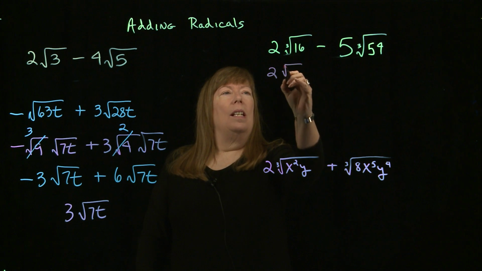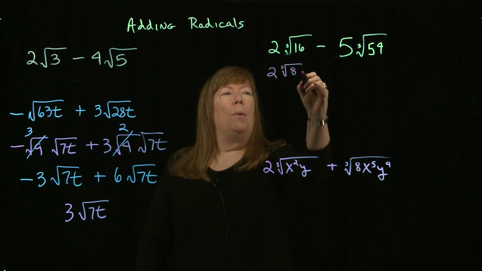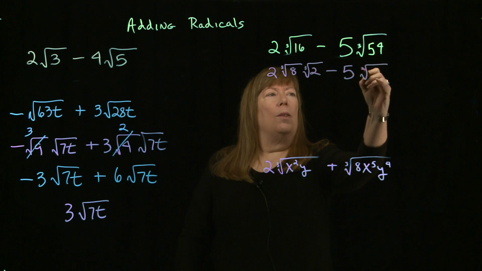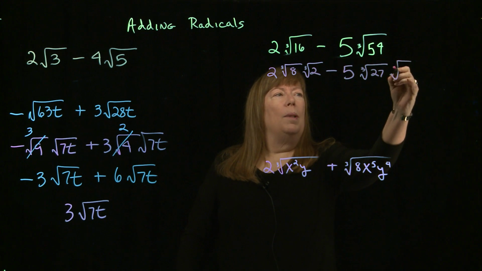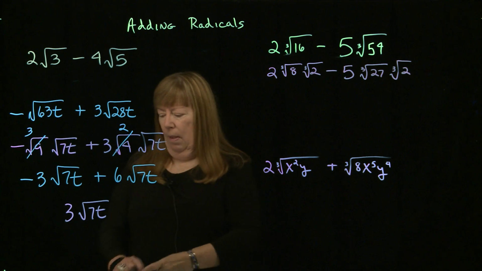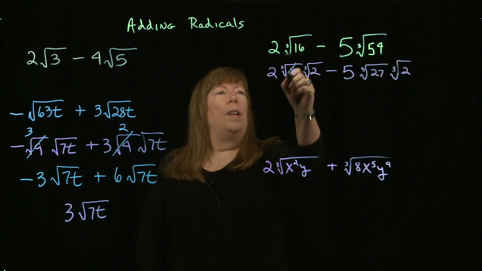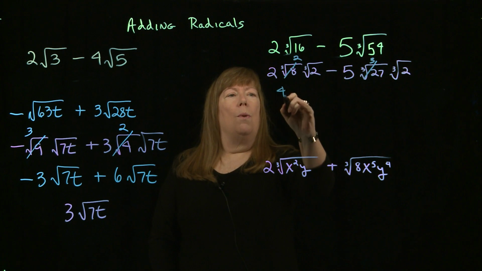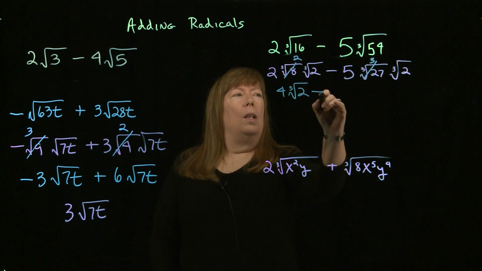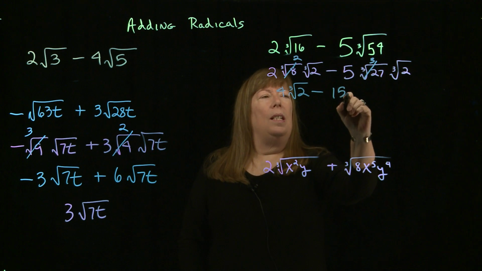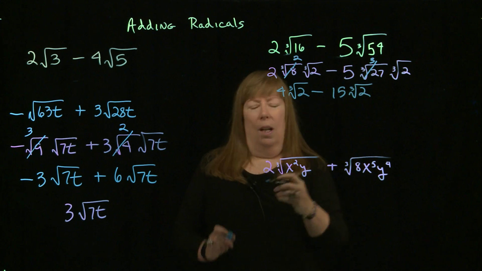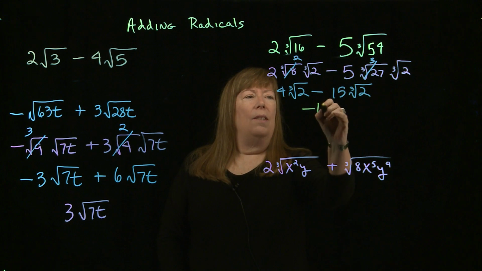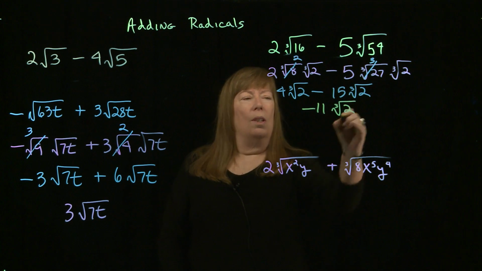Okay, so 8 is a perfect cube, and what would that leave me left over? It would leave 2. 27 is a perfect cube, and what would that leave me left over? A 2. Okay, the cube root of 8 is 2, and the cube root of 27 is 3. 2 times 2 is 4 times the cube root of 2, minus 5 times 3 is 15 times the cube root of 2. And looky there, we have our like radicals. 4 minus 15 is negative 11 times the cube root of 2.